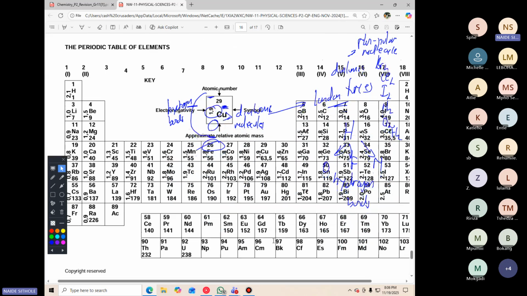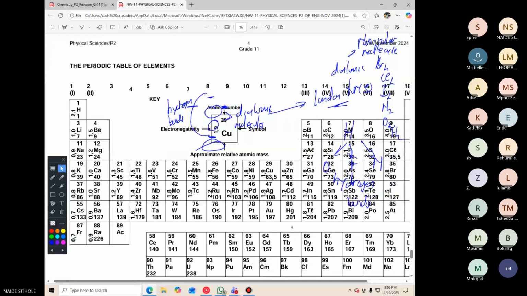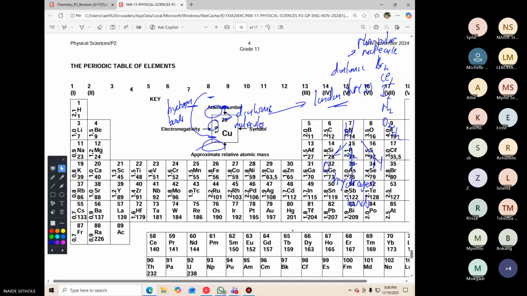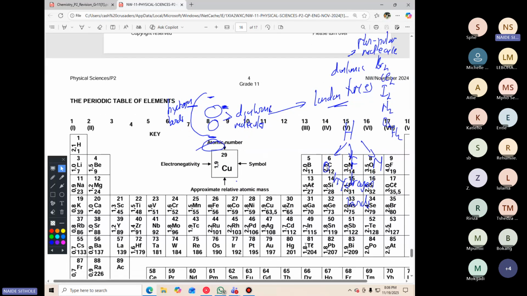Now, if you check iodine, I think it's something like 127. Where is it? Iodine. Where is iodine?